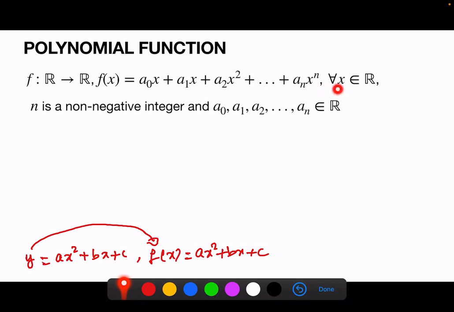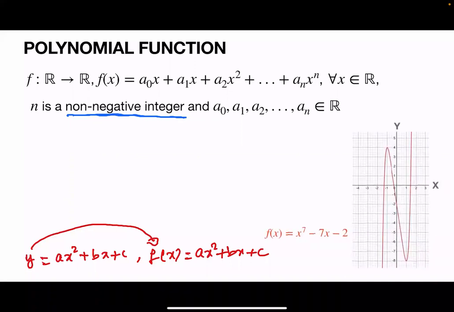So again, here I have tried to use that symbol for all x belongs to the real numbers. Here you need to be careful. In a polynomial function, the power of the variable, here we are having a single variable x, has to be a non-negative integer. It has to be an integer, and that too a non-negative integer. You will have to remember this. So a0, a1, a2, they all belong to real numbers. I think I put one example.